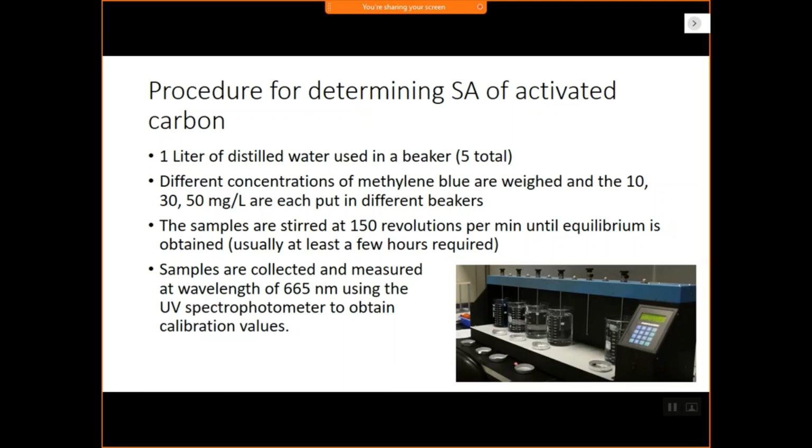So the samples were collected and measured at a wavelength of 665 nanometers. That's the wavelength that we saw in that video. There's a specific wavelength that's needed for methylene blue, and that's 665. If you look it up on Google, that wavelength corresponds to a blue color. So it makes sense, right? You're looking for blue. Then you obtain calibration values with the known concentrations that you're adding, similar to the way we did the calibration curve for the gas chromatograph. They're doing a calibration curve for their spectrophotometer.